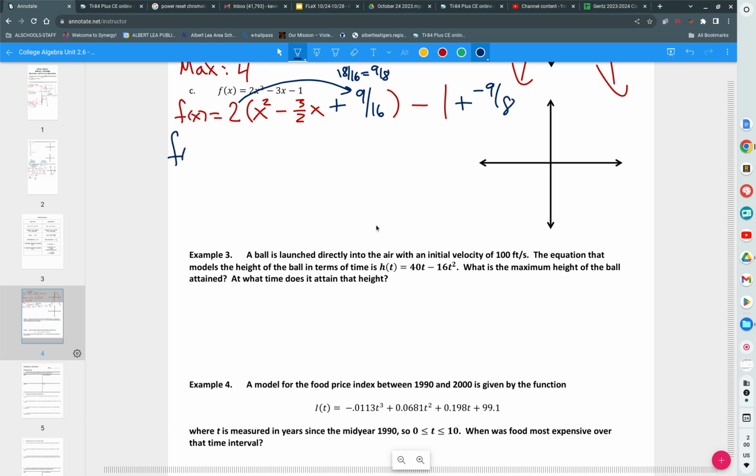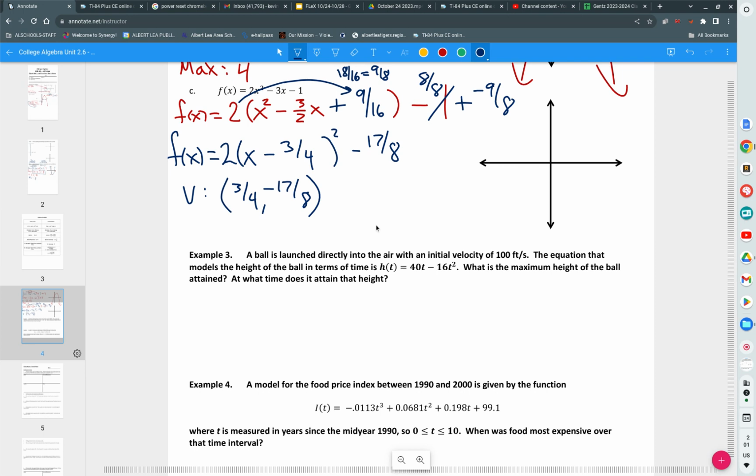So now I have f of x is equal to, we have our 2 times, what do we get there? 3/4. Yep, good. x minus 3/4 quantity squared. We have a negative 1 minus 9/8. That negative 1 is the same thing as negative 8/8. So negative 8/8 minus 9/8 is negative 17/8. So good job. We worked through the fractions. We know fractions are tough. They're tough for everybody. Our vertex is going to be positive 3/4 and negative 17/8.